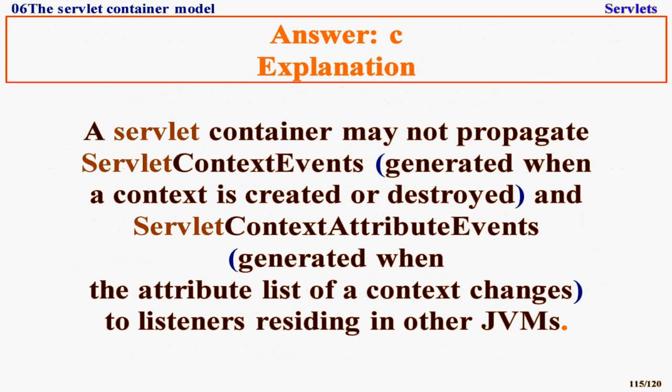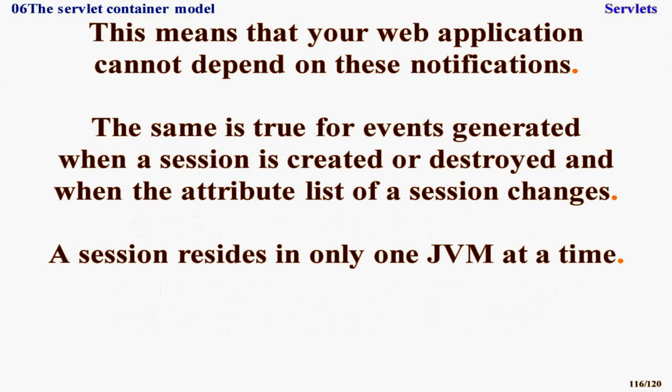Answer. C. Explanation. A servlet container may not propagate servlet context events generated when a context is created or destroyed, and servlet context attribute events generated when the attribute list of a context changes, to listeners residing in other JVMs. This means that your web application cannot depend on these notifications.